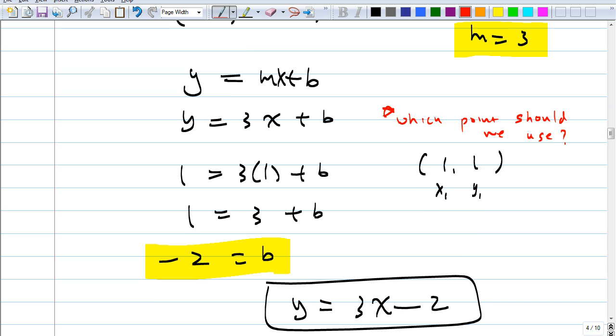So of course the equation is y equals 3x minus 2. You see how they get kind of creative? They could just give you 2 points. By having 2 points, you could find the slope and the y-intercept. Not a problem. Does that make sense? All right, let's move on to the next example.